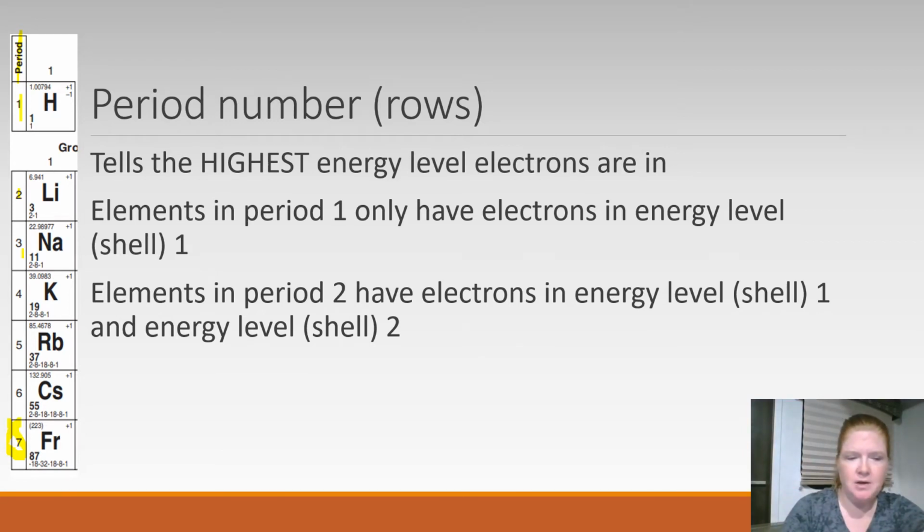When I get down to period 7, francium, the first element here, it's in period 7, which means it has electrons in energy shell number 1, 2, 3, 4, 5, 6, and energy level number 7, because it is found in period 7.